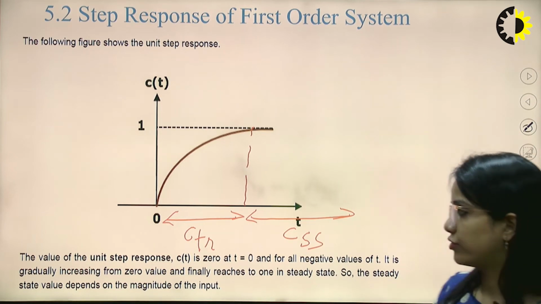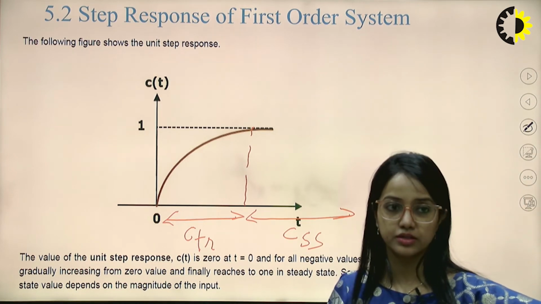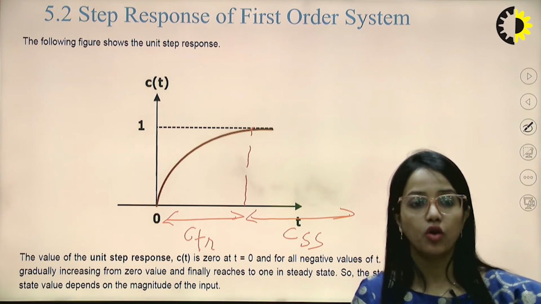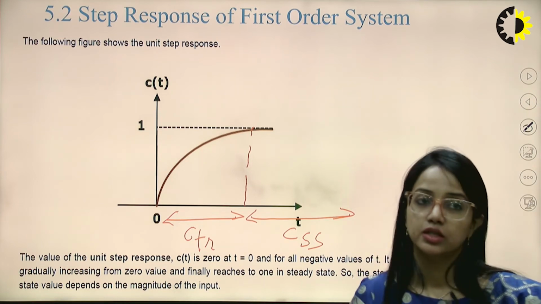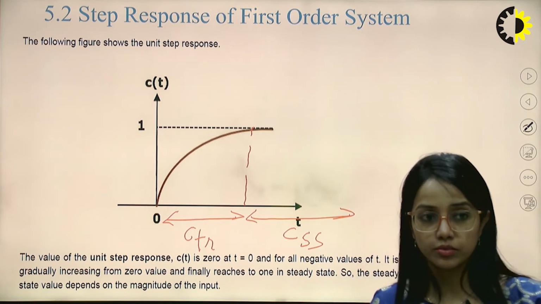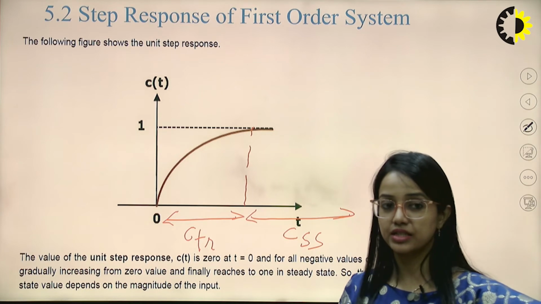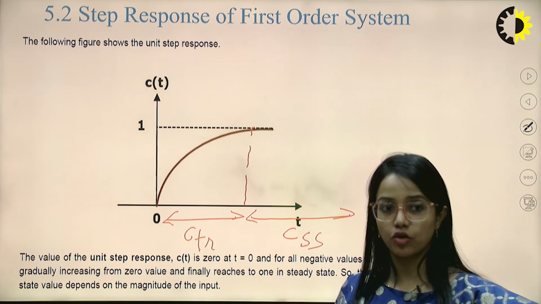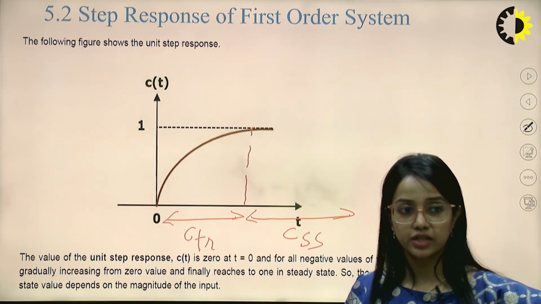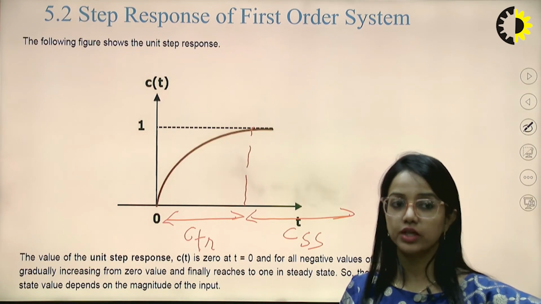The value of the unit step response c(t) is 0 at t equals 0, and also for all negative values of t. In addition to this, it gradually increases from 0 until it finally reaches the state of unit u(t), and so the steady state value depends on the magnitude of the input.